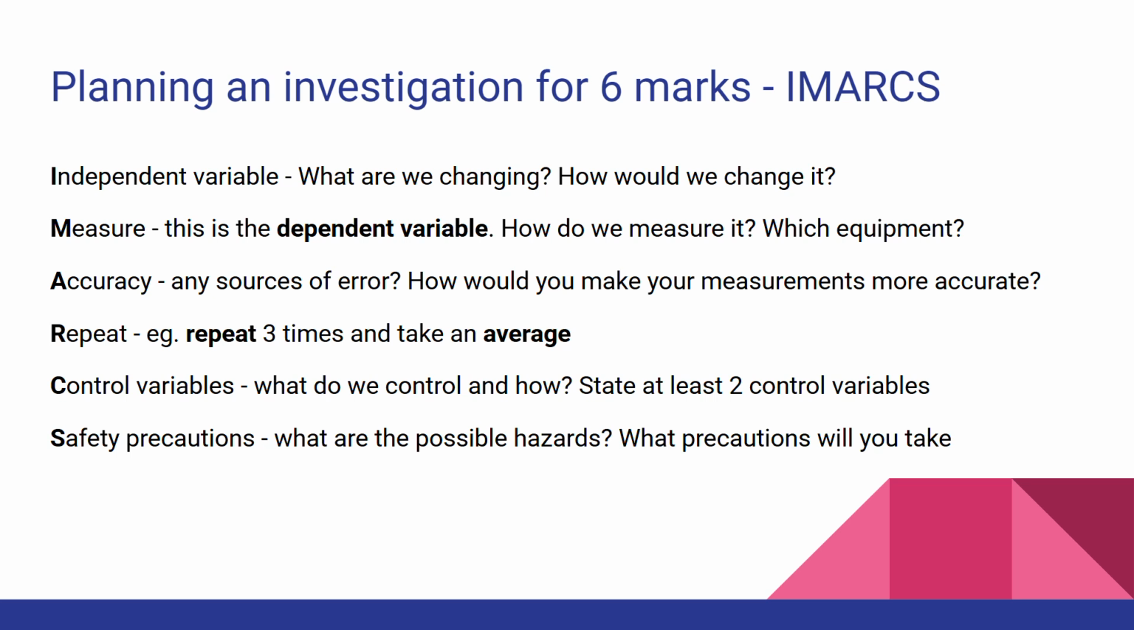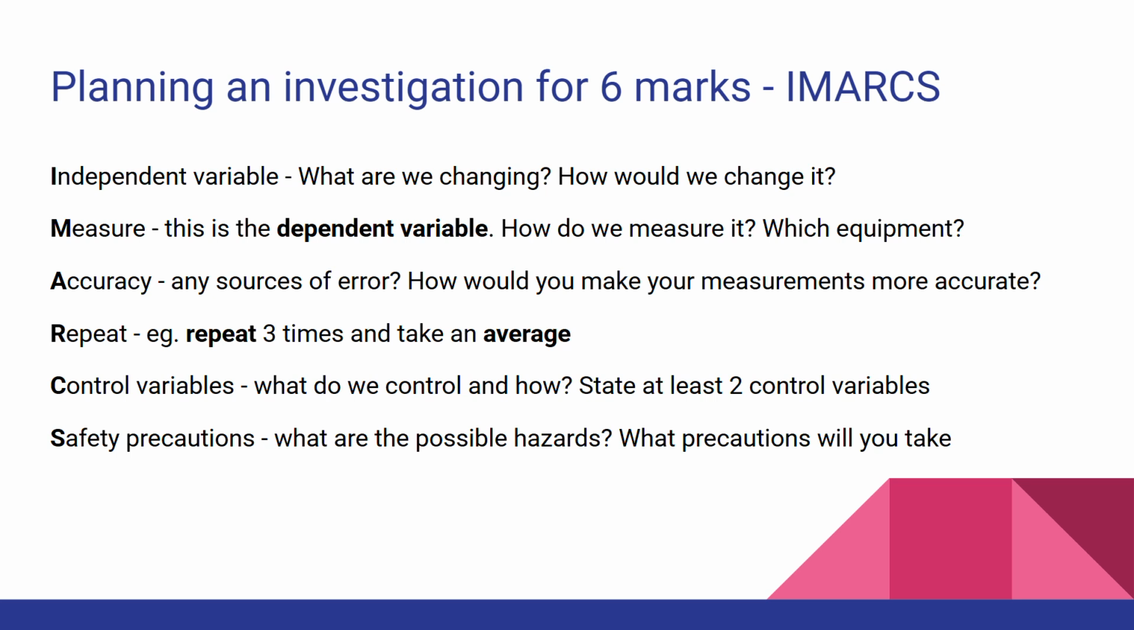M is for measure, so we measure the dependent variable, but how? Using which equipment? The A is for accuracy. Are there any sources of error? And how do we mitigate any errors? How would we make sure our measurements are accurate? R is for repeat, so repeat 6 times and take an average. You're bound to get a mark just for saying this.